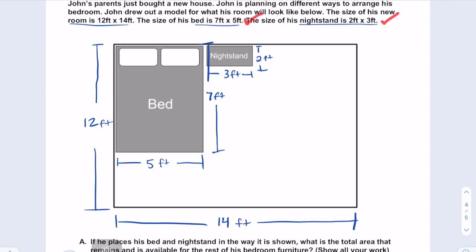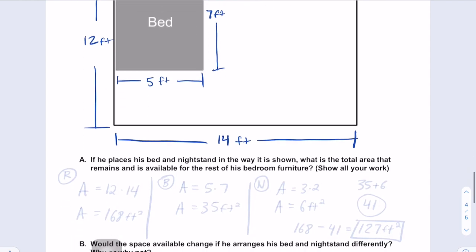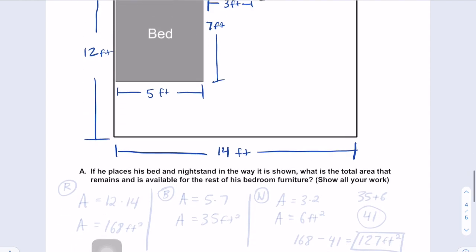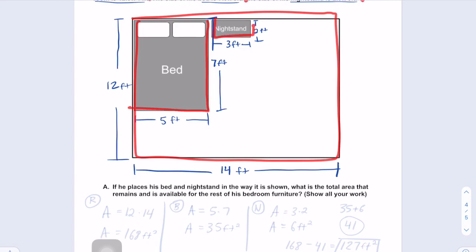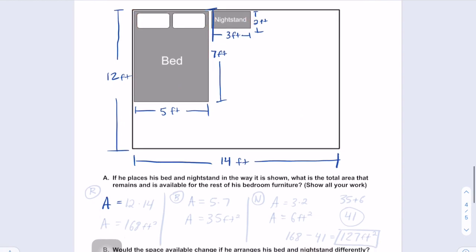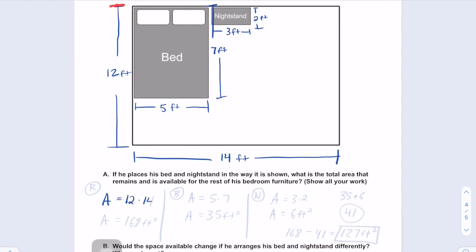What I would do next is see what the total area of the bedroom is, and then find the areas of the bed and the nightstand and subtract that from the available space. When I do this, I can simply multiply and say that area for the bedroom is 12 times 14, which tells me that the bedroom is a total area of 168 square feet.